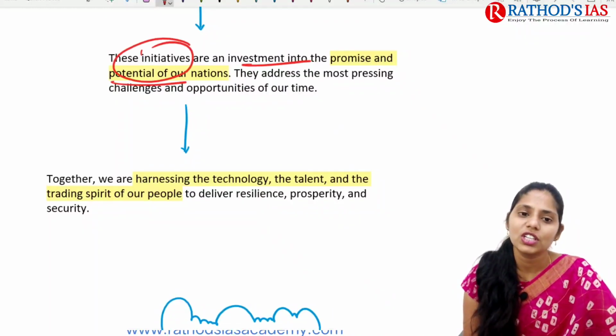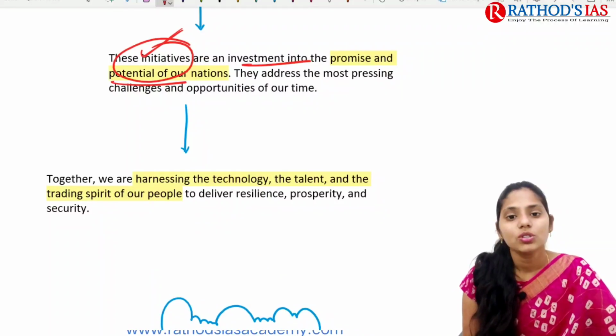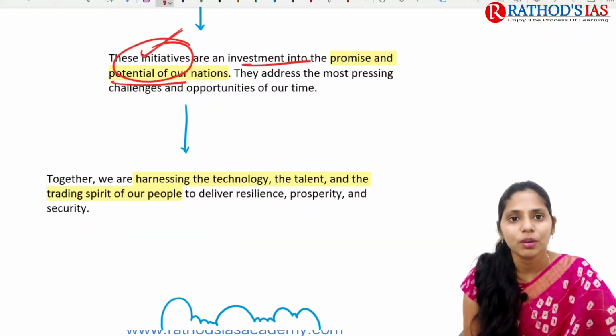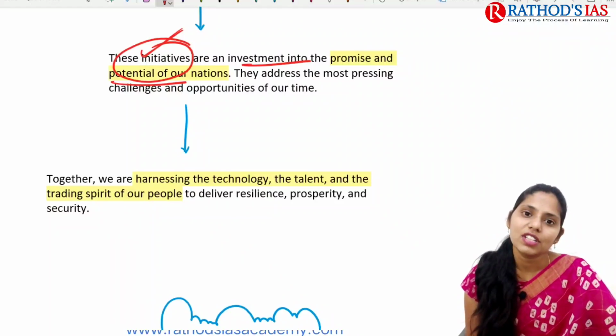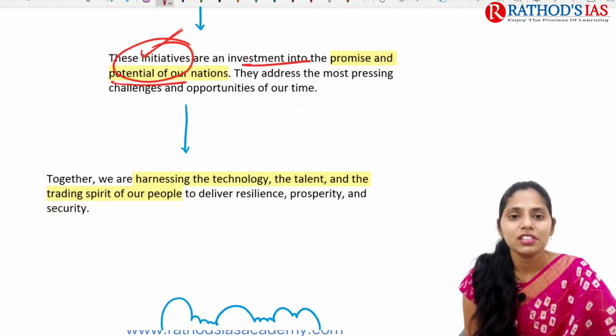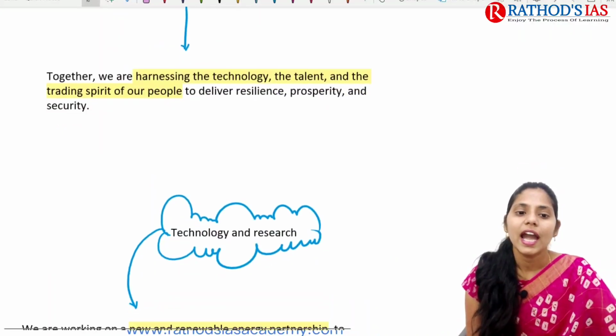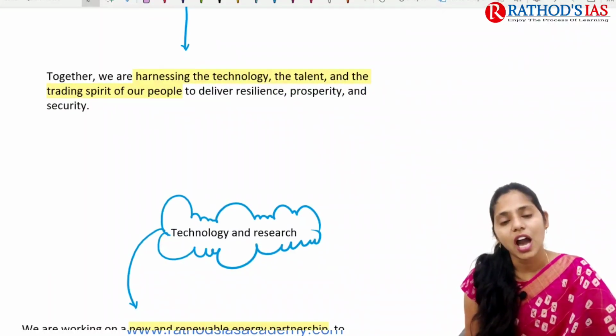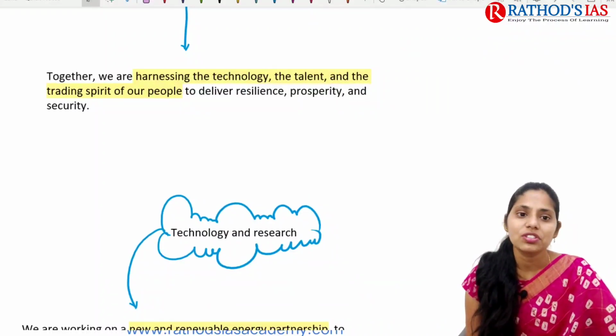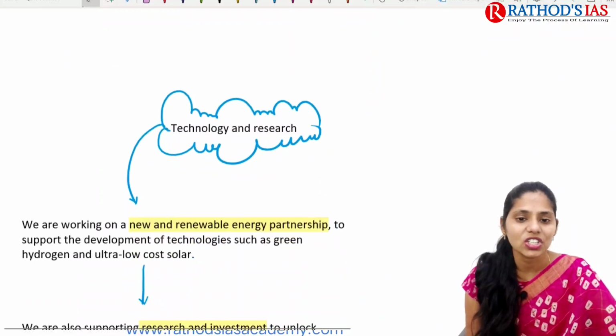So what are the initiatives we are coming up with in the future? They will be very helpful for the further growth of the relationship between India and Australia. These investments will help address the challenges and provide new opportunities of our time. We are mainly going for harnessing technology, talent and the trading spirit of our people, and we are focusing on delivering resilience, prosperity and security in the nation as well.